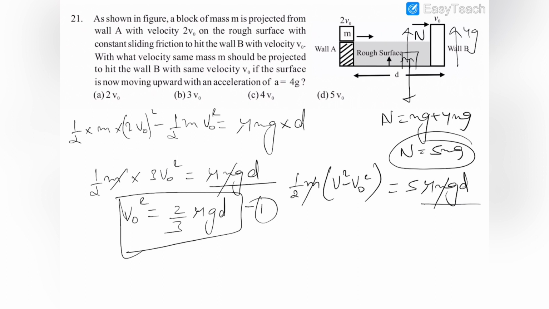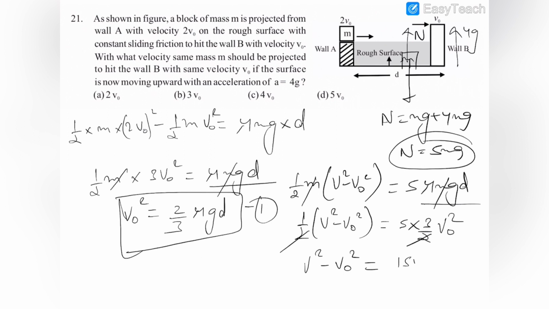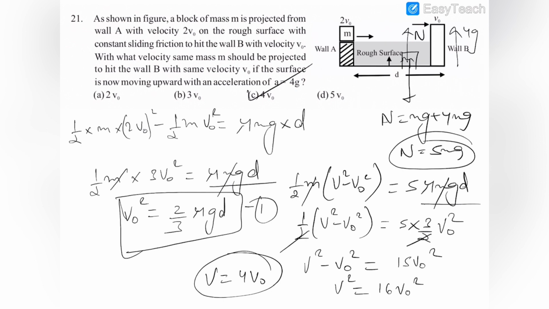So half (v square minus v naught square) is equal to 5 into 3 by 2 v naught square. Cancelling this 2 with 2, v square minus v naught square is equal to 15 v naught square, and v square is equal to 16 v naught square. Therefore v is equal to 4 v naught. So the correct option is option number C.